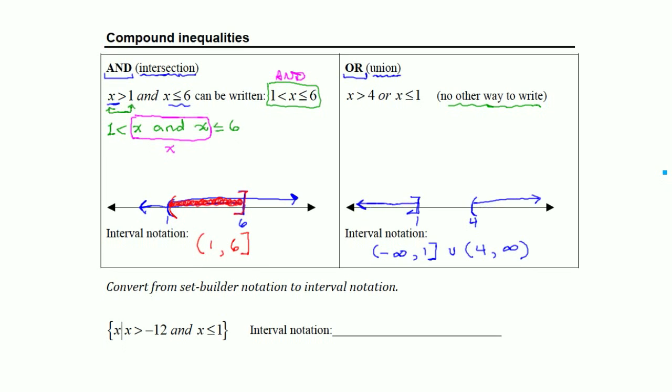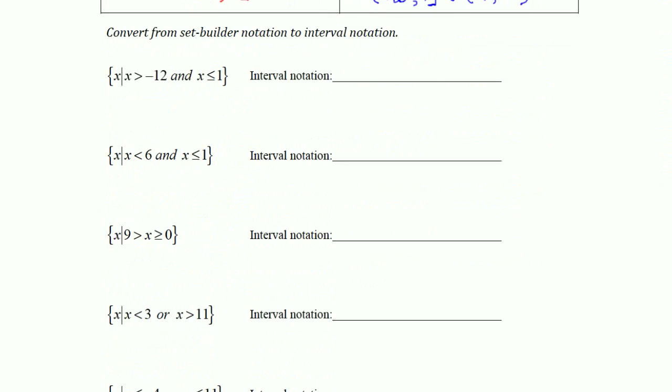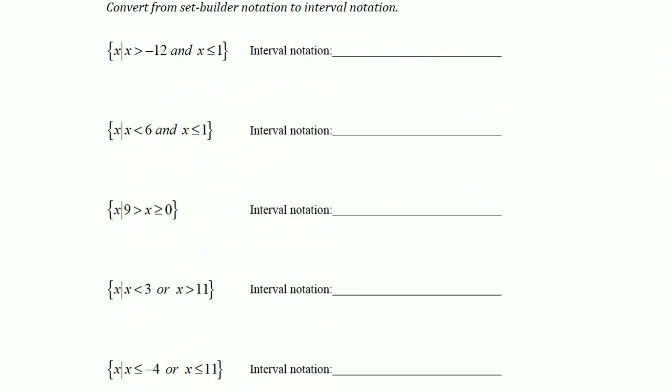So with this in mind, we're going to go on to this list of compound inequalities and change them from set builder notation to interval notation. We'll draw a quick graph for each one. It's not always necessary to draw a graph to do this, but it is helpful.